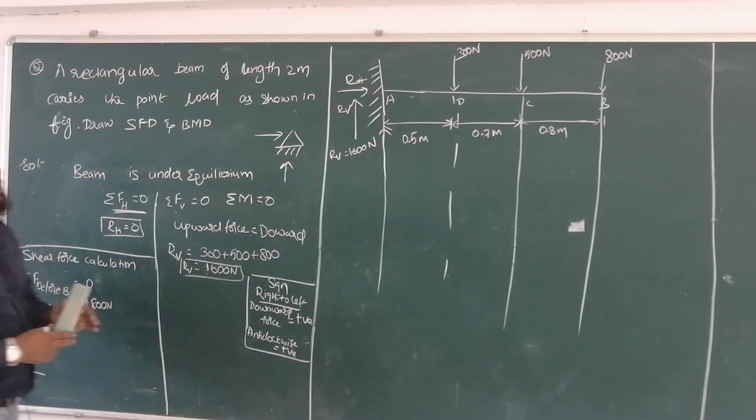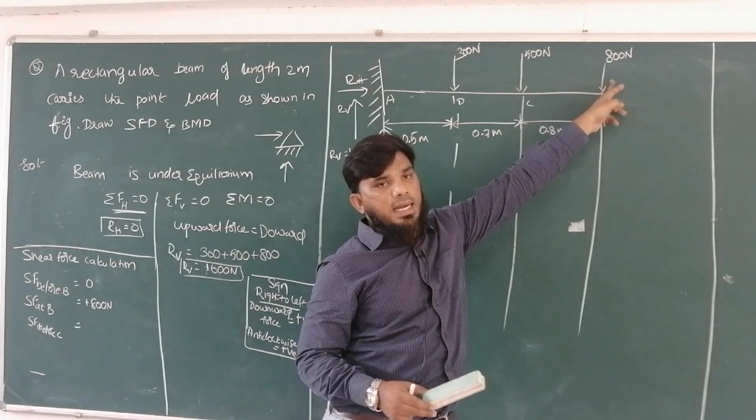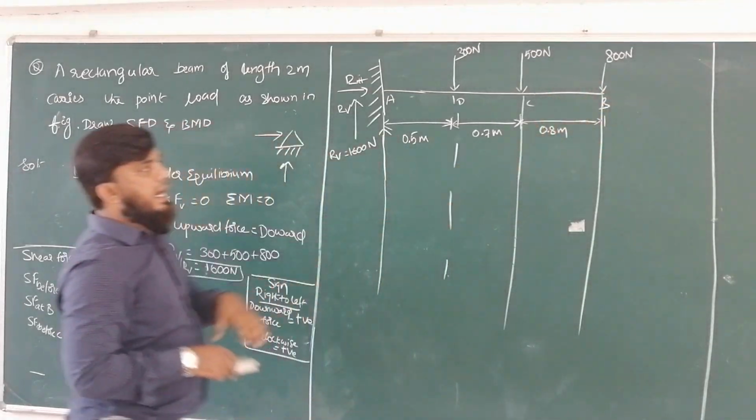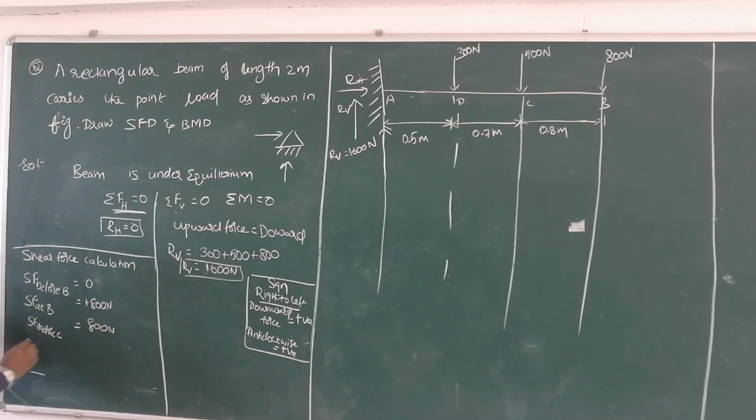Before C, obviously there is an 800 load. That will continue. Since it is in the downward direction, we have to take it as positive. Next, shear force at C.